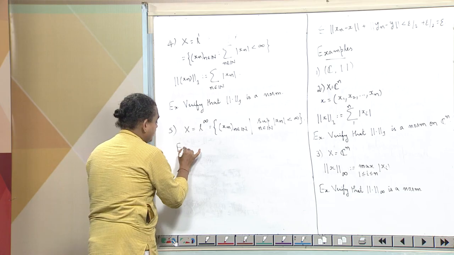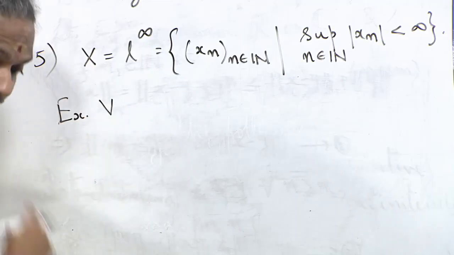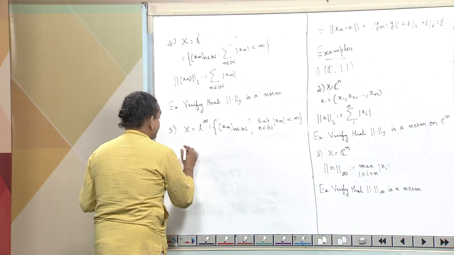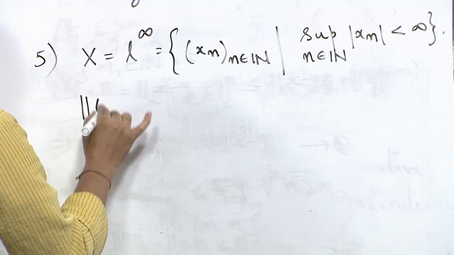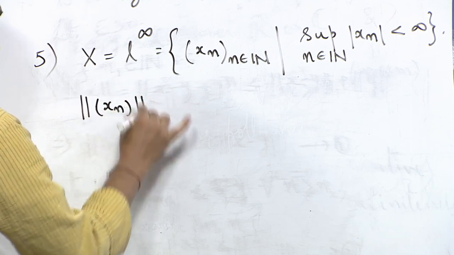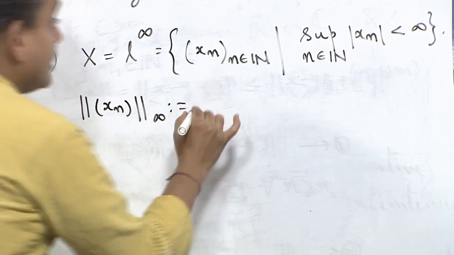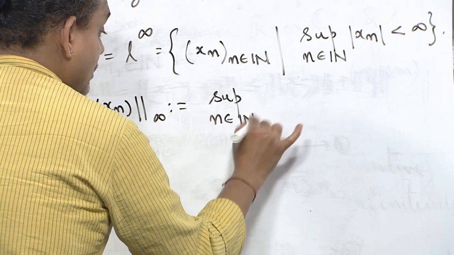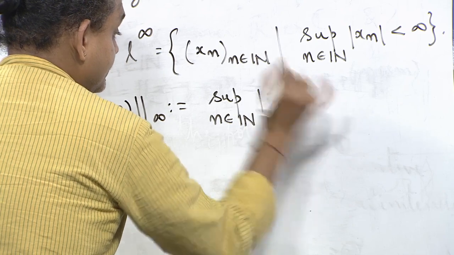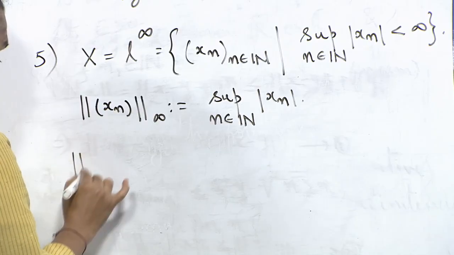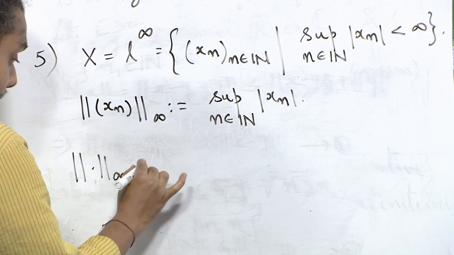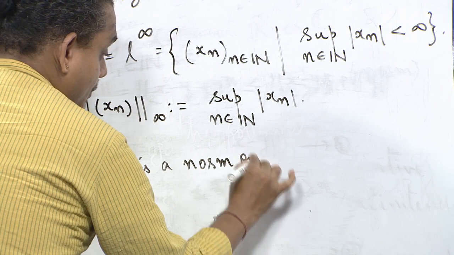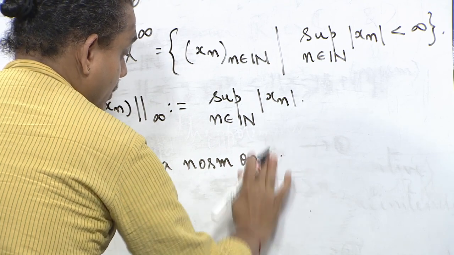Yes. So, the exercise here is that again, well, I need a norm here before I go to the exercise. So, define a norm as supremum over n in N of mod x_n. Then this is a norm on L infinity, right.